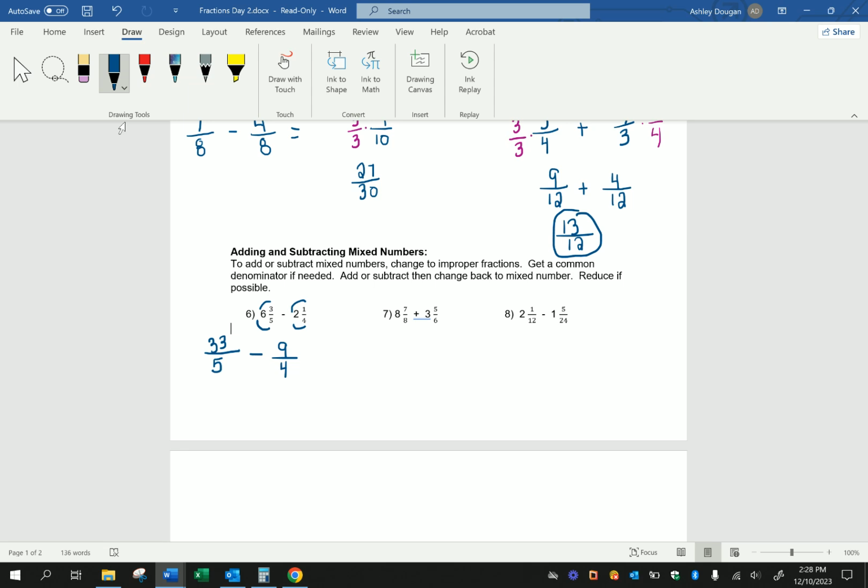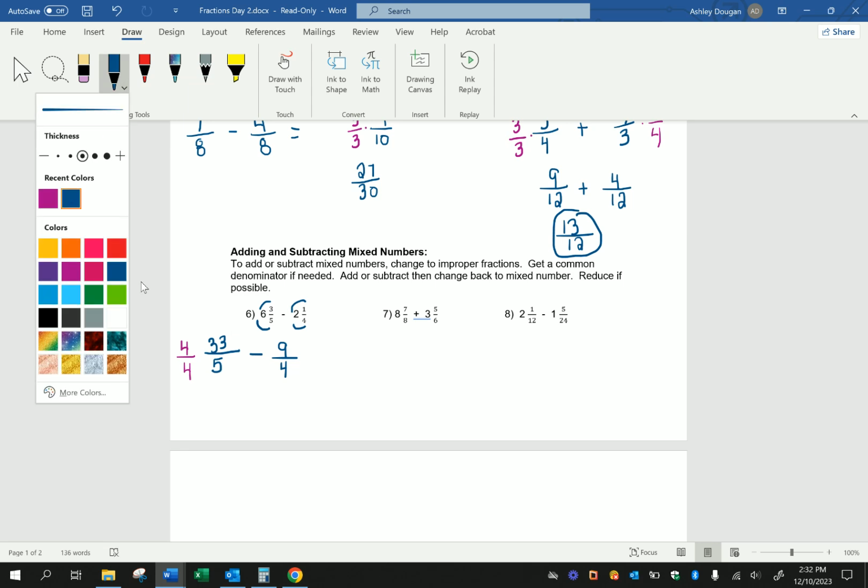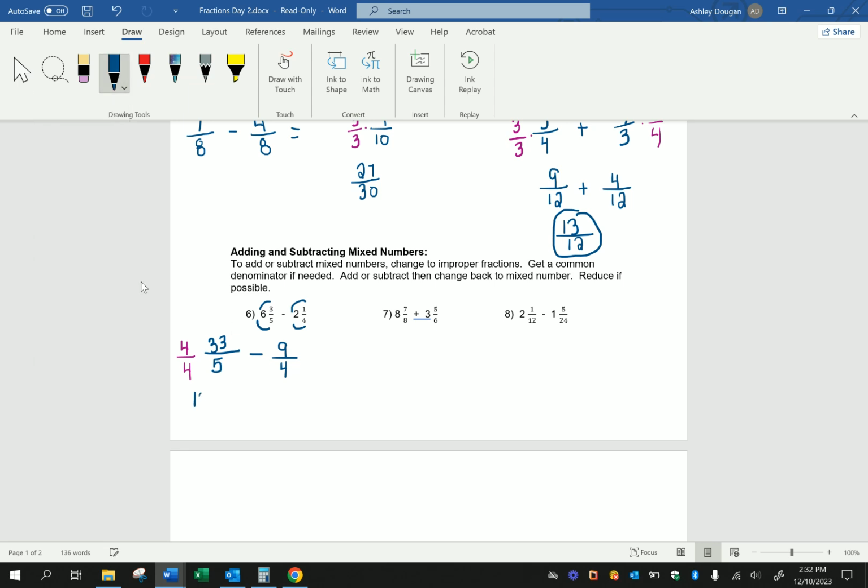Once we get to this step, it just becomes like the problems we did above. We just want to get common denominators, and then we're going to subtract the numerators. I'm thinking about what's a common denominator between 5 and 4, and that would be 20. In order to get this first fraction, the bottom, to equal 20, we need to multiply it by 4. And I would say 33 times 4 gives me 132. And then 5 times 4 is 20.